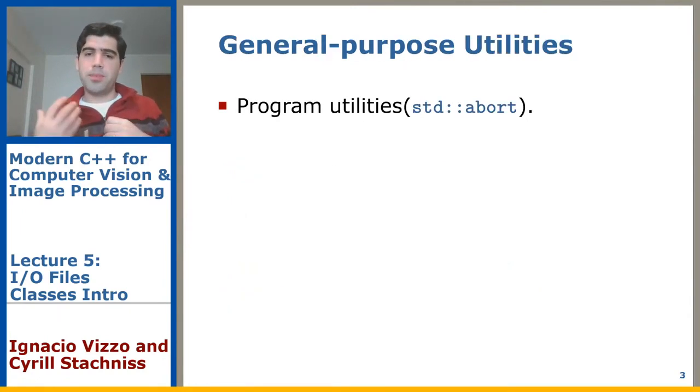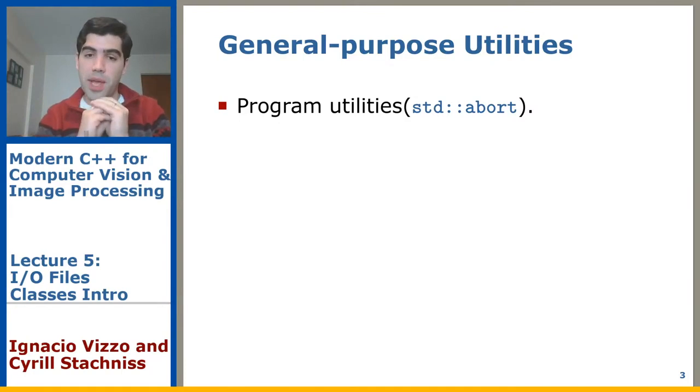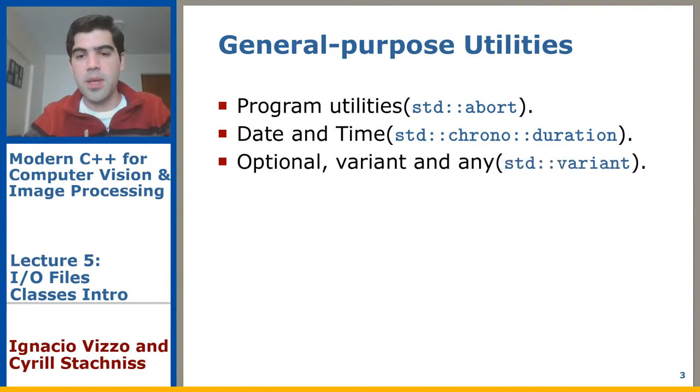There are also some general purpose utilities, and this means basically that these are utilities that add a layer of functionality on top of the language, so it's not intrinsically related to the language. Abort might be one example. Date and time is a great example of a utility library. The timing is not part of the language, but there are libraries for doing this, so you don't need to go and search for third-party libraries.